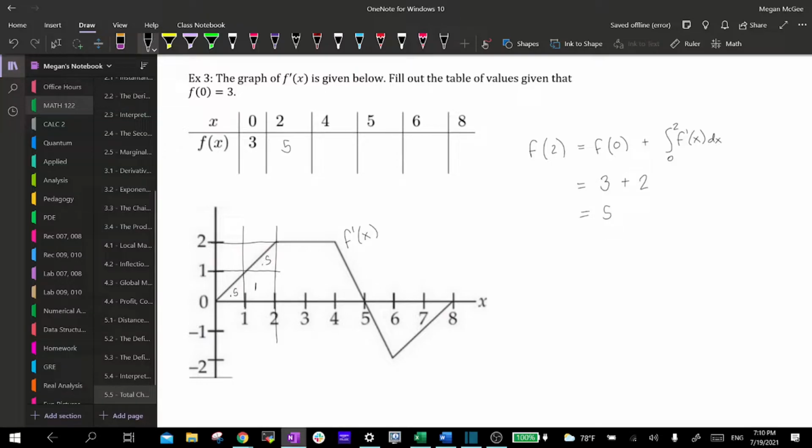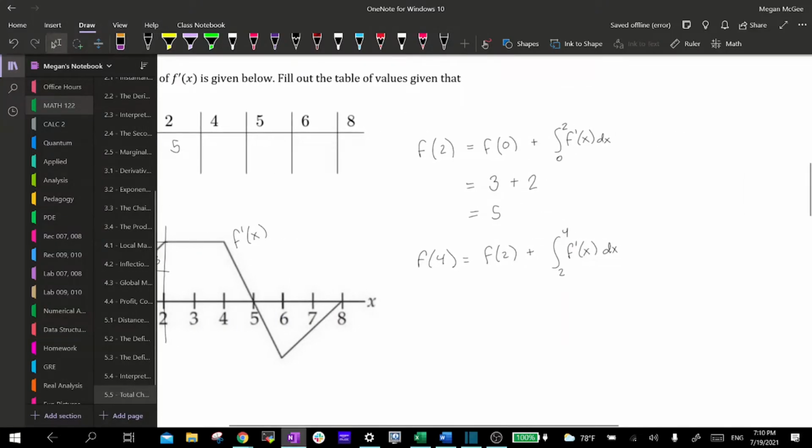All right, let's do the next one. The next point we're looking for is f of 4. So we know that this is going to be our f of 2 plus the total amount of change from 2 to 4. Similarly, we could also say that this is f of 0 plus the total amount of change from 0 to 4, f prime of x dx. Both calculations would give you the same result.